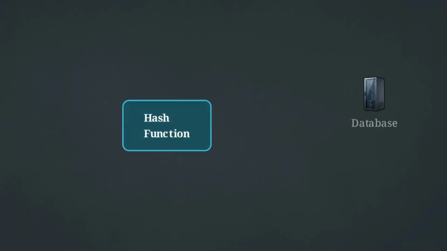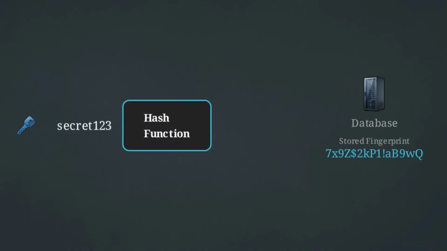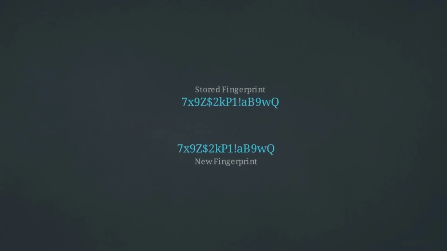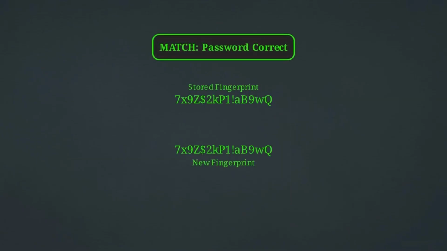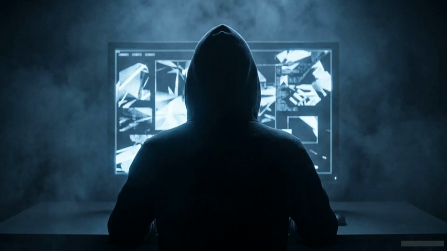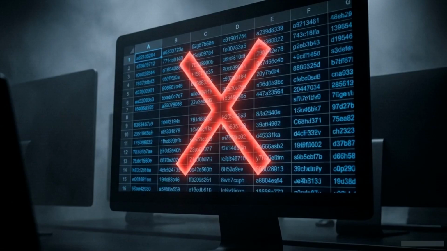Instead, they store a hash, a unique mathematical fingerprint. When you log in, the server runs your password through an algorithm, generating a new fingerprint. It compares this to the stored one. If the 2 strings match, the password is correct. This architecture ensures that even if a hacker manages to break into the bank's database, they only find a list of useless fingerprints. Without the original password to recreate the math, the data is essentially worthless.